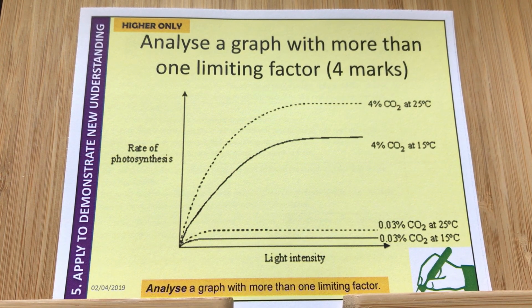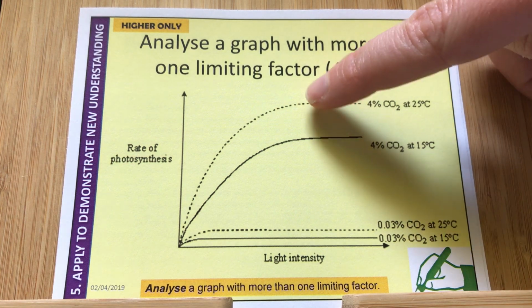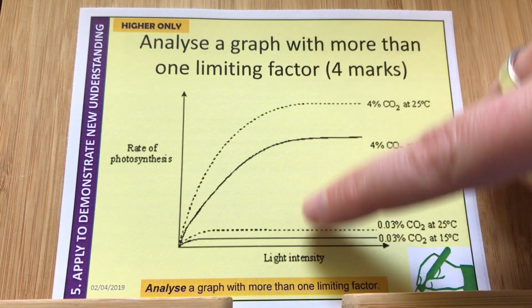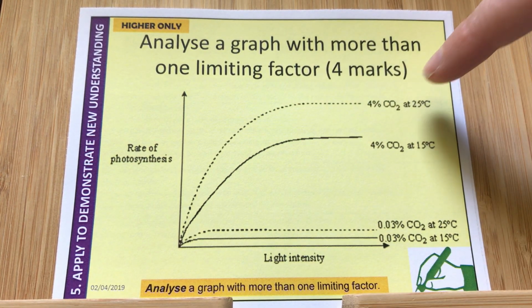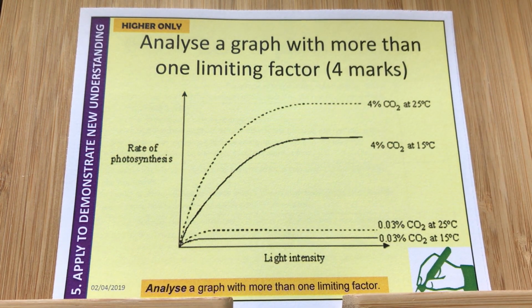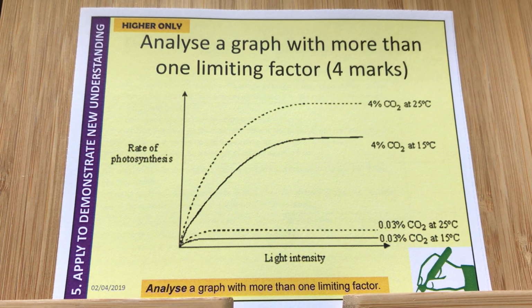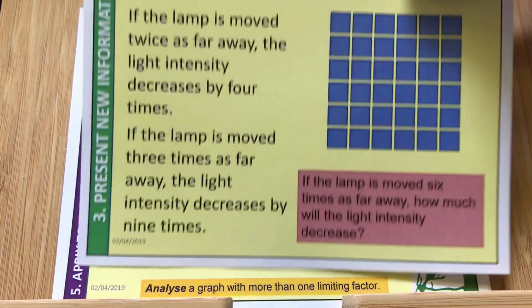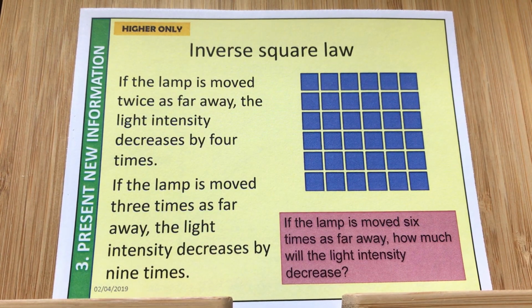So if I was to say a conclusion here, I would say the optimum conditions are a light intensity around about 2/3, 4% carbon dioxide and 25 degrees C. Hopefully that makes sense. Again, another higher concept, inverse square law.